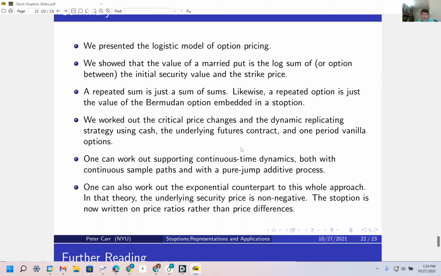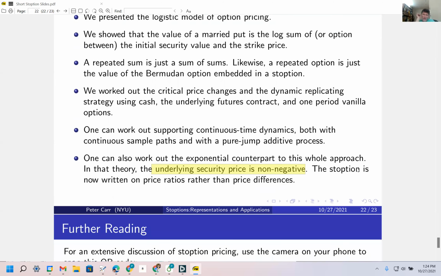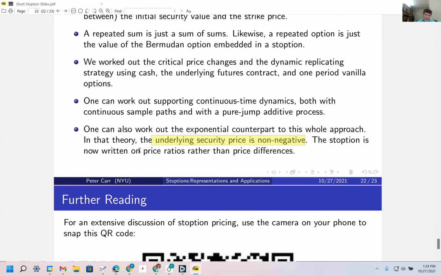In this other model, the underlying security price is non-negative as opposed to real valued. So if you were bothered by the fact that security prices in this presentation could go negative, don't worry. There is a whole parallel structure. It's actually isomorphic to everything you've seen here that allows security prices to be non-negative. And in that isomorphic structure, the stoption is written on price ratios rather than price differences.